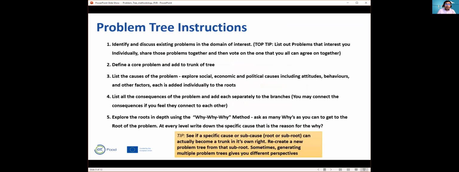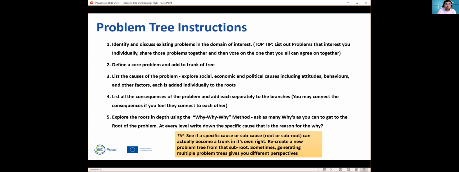And this can really help you to get a much broader and deeper understanding of the problem. It's also very important that at every level as you go down with the why, you write down the cause that is the reason for the why that you're asking, right? And then it would be very useful, as a tip here, to see if a specific cause or sub-cause can then maybe become a trunk in its own right. Sometimes you can recreate a new problem tree from that sub-root and therefore generate an even more detailed understanding of the problem, right?